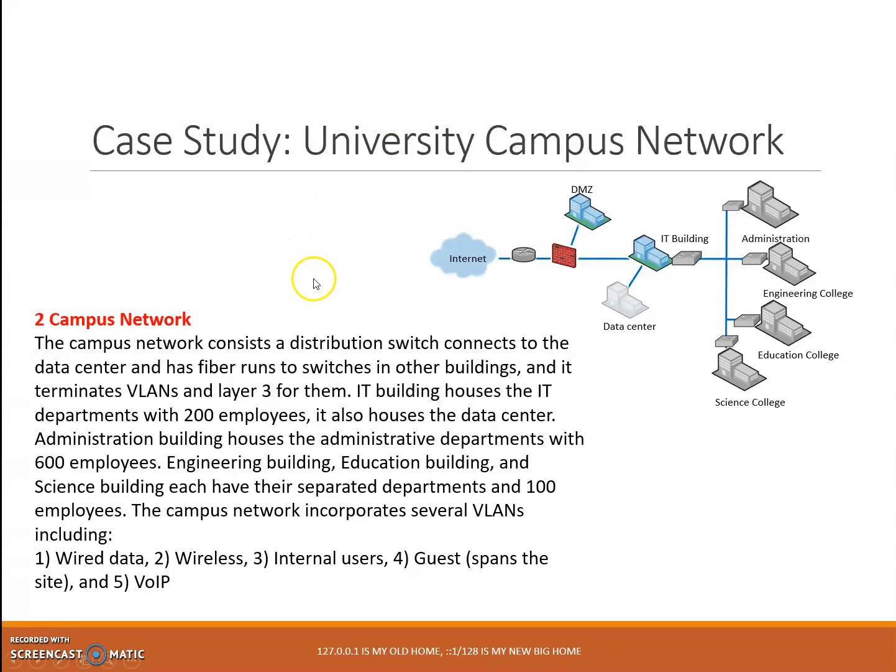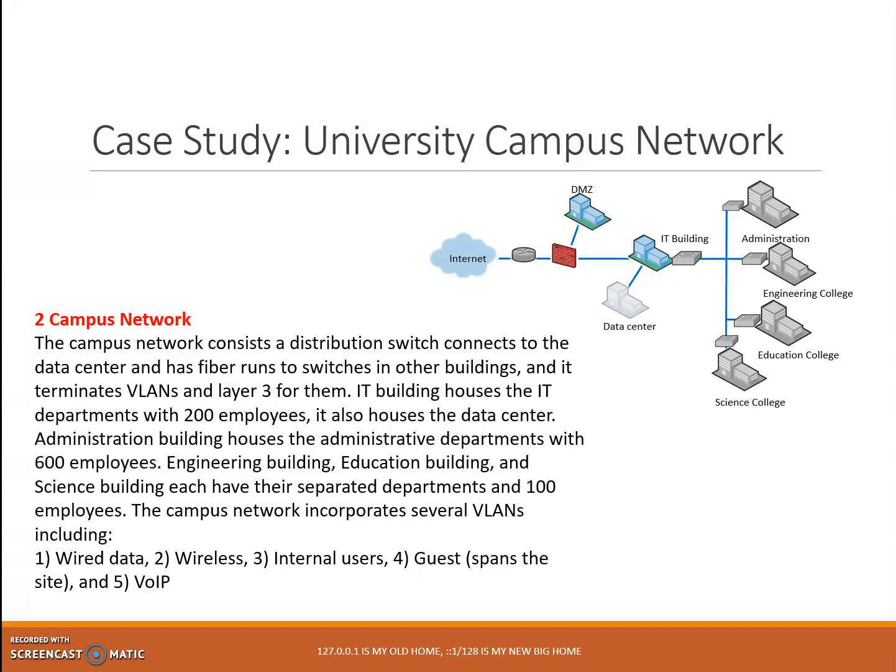The campus network consists of a distribution switch connects to the data center, and has fiber cables. Fiber cable runs to switches in other buildings, and it terminates the VLANs and layer 3 for them. The IT building houses the IT department with 200 employees. It also houses the data center. This is the IT building.